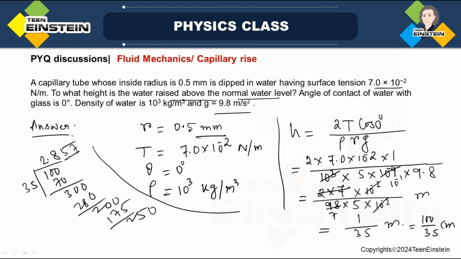Okay, so thereafter we can take an approximation up to the second decimal, so the height is actually becoming 2.86 centimeter inside the capillary tube. Okay, so this is the height raised, the height of the liquid raised inside the capillary tube compared to the normal water level outside the capillary.